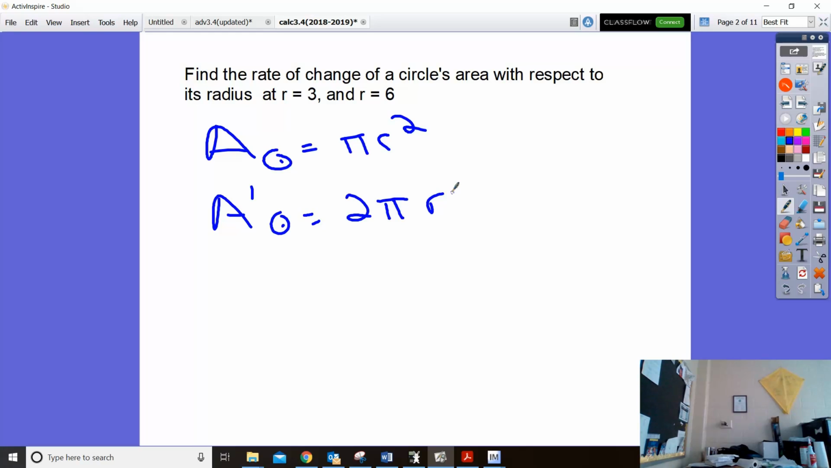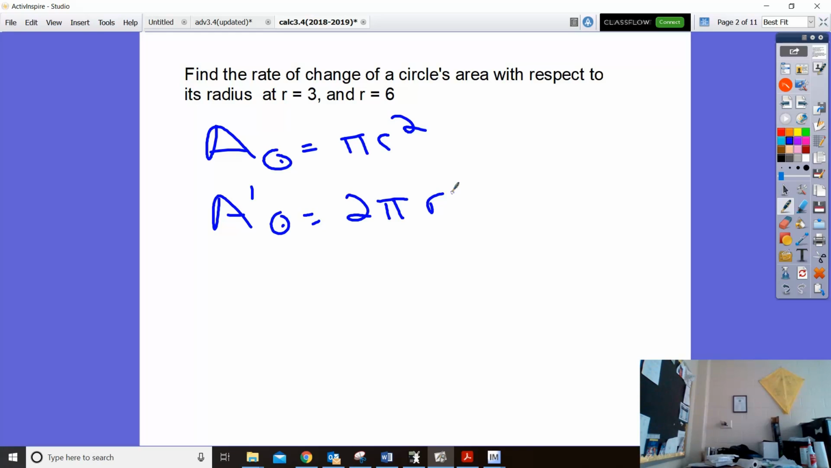Oddly enough, the change in a circle's area with respect to its radius turns out to be 2 pi r. There's nothing special about that. It's just the way it is. So don't overthink it, that it's even special. Because it's not.